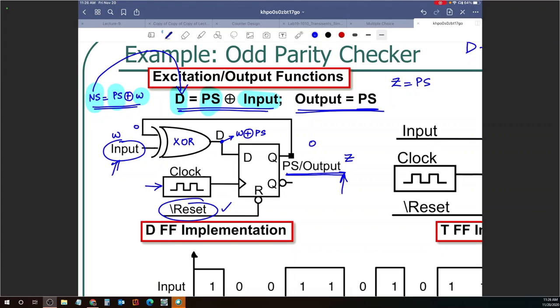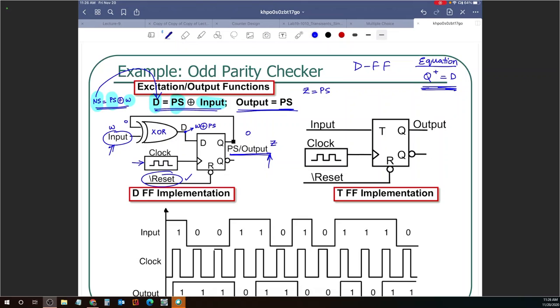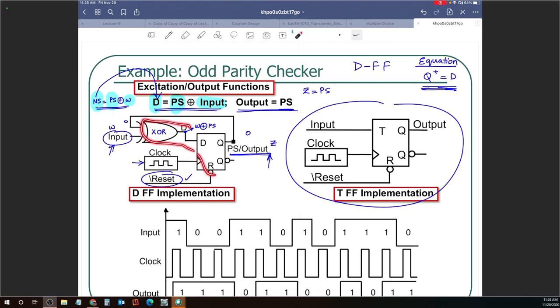Now, if you were to design this using a T flip-flop, you could have done that as well. The only thing that you need to take care of here is that when you implement a D using a T, you get an exclusive OR because of that flip-flop conversion that we looked at earlier. So you could convert this D flip-flop into a T flip-flop and get it to work exactly the same way. You still have a positive edge triggered odd parity checker. Input coming on here and output coming on here.